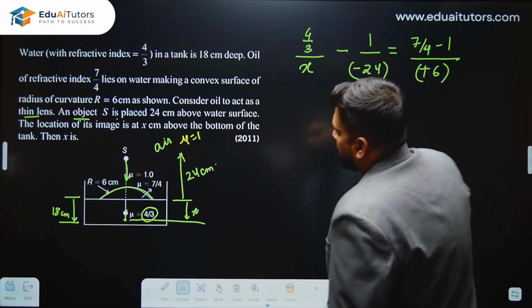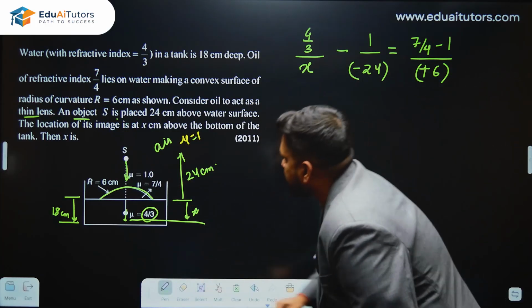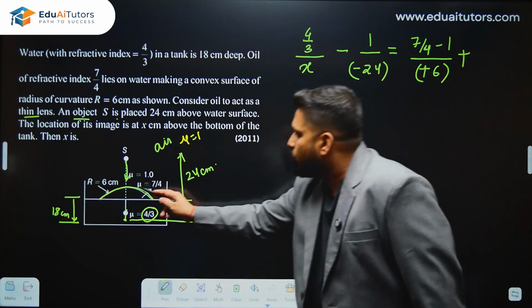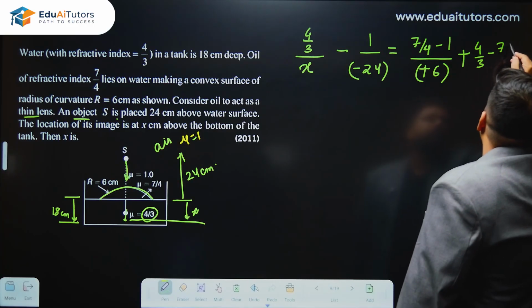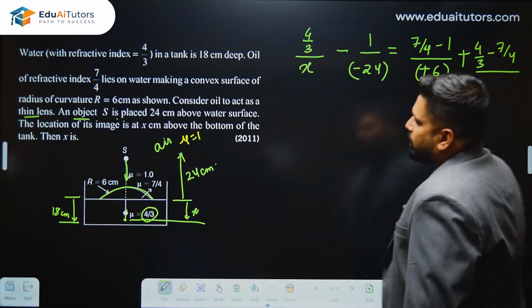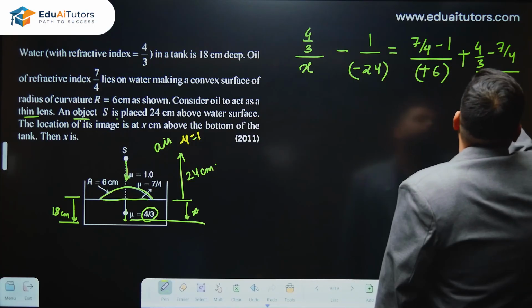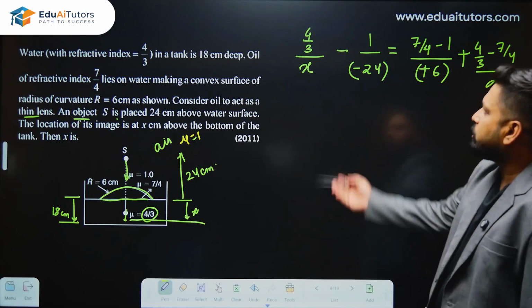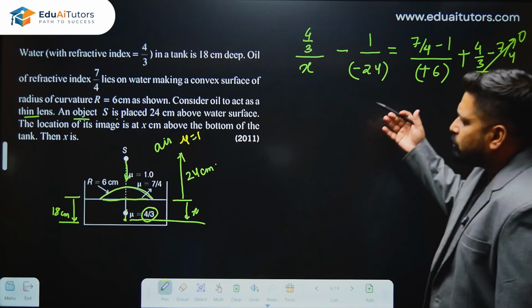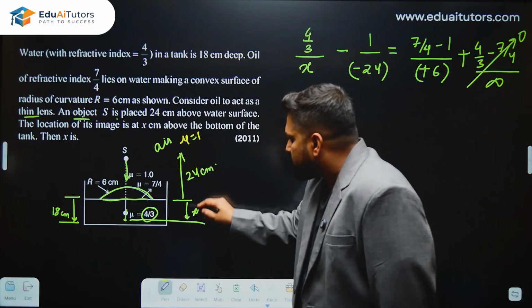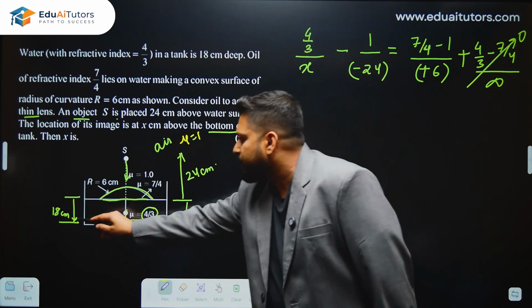And for the next surface, which is this flat surface, again we can write the light is now going from oil to water. So for water, I can write 4/3 minus 7/4 divided by the radius of curvature of this surface. What will be the radius of curvature of a flat surface? Infinity. Now that you have written down the equation, you just need to solve for x, because this term will automatically become equal to 0. You'll get the distance from this point. And if they're asking from the bottom, just subtract it from 18.